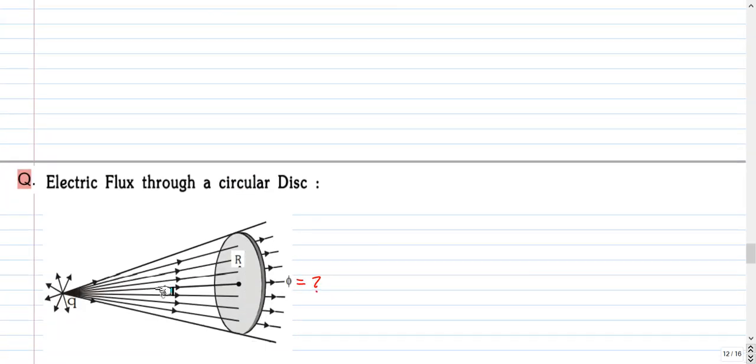This is the next question. Electric flux through a circular disc. We have a point charge Q here at a distance L from the disc of radius r, and the disc face is perpendicular to the line joining point charge Q and the center of the disc, so that the maximum face of the disc is facing the electric field. We have to find the flux that is passing through this disc. You can pause and attempt this question.